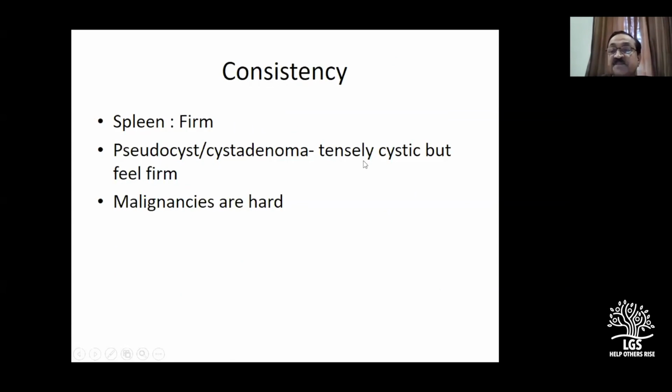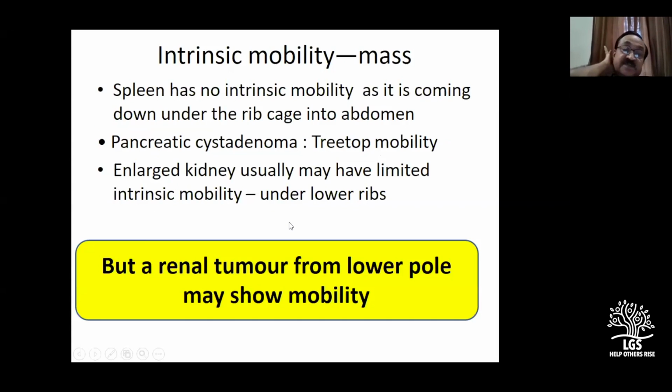Last class I have mentioned intra-abdominal cystic swelling. Don't say that I have elicited fluctuation, no, right? So malignancies are typically hard in consistency.